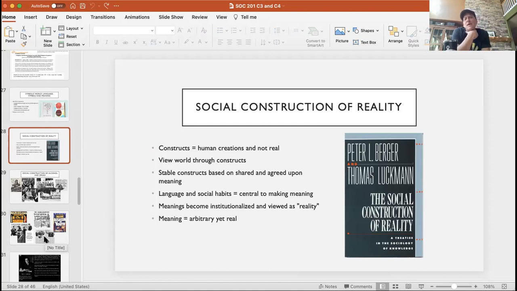So language is a central part of how we make meaning. Meanings become institutionalized and also become socialized into us, right? So then it becomes normalized, and it becomes viewed as the only way to view reality, or the dominant way, or the stable, or the cultural way of thinking and knowing. And we've got to remember that meaning is arbitrary.